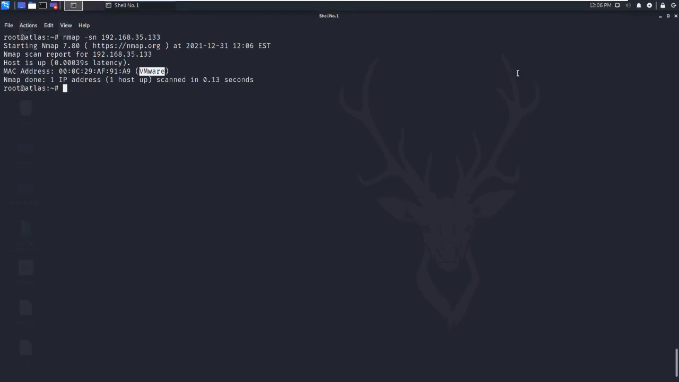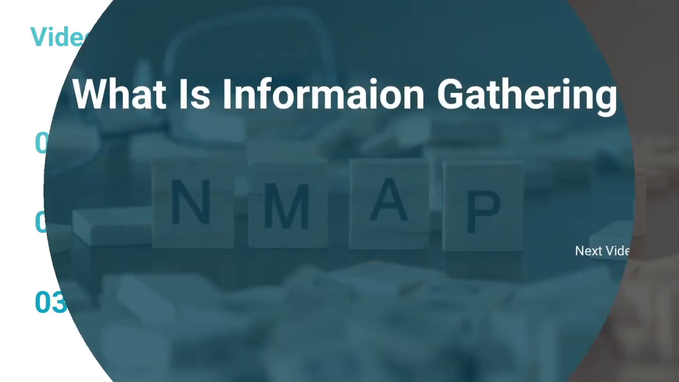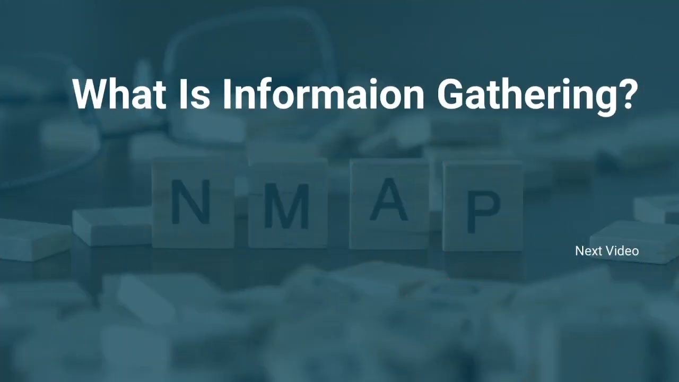So let's get back to our slides and have a summary of our video. At the first step, we had an introduction to our Nmap scenario. Second, we talked about what the command is, how it works and why we need it. Then we went into our Kali Linux, executed the commands and showed you examples. In the next video, we're going to be talking about information gathering and what information gathering is exactly. Good luck.